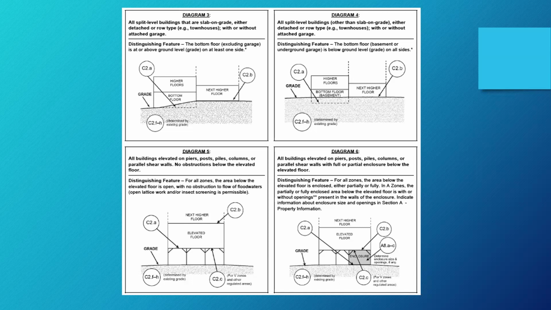C2B is again the next higher floor, and then that's where you see C2C would be the lowest horizontal structural member underneath the lowest floor, or the top of the bottom floor. And then diagram 6 is C2A would be the floor of that partial enclosure. It would also have a C2C that could be measured, and then C2B would be the elevated floor above that. And then it also is pointing out A8, which would be where the flood openings are.